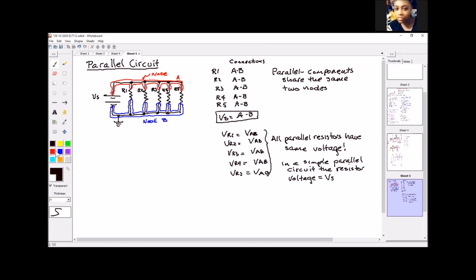Key words: in a simple parallel circuit. If we have resistors that are in parallel in a complicated circuit, it does not mean that it equals V sub S. They'll have the same voltage, but it won't equal V sub S. Only in a simple parallel circuit, which means we've got some number of resistors in parallel connected across the source. This is my simple parallel circuit.